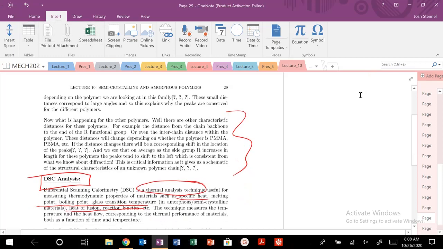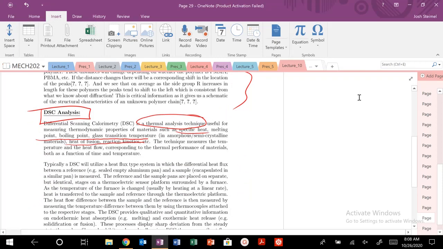We're going to talk about DSC analysis. So DSC is differential scanning calorimetry. Hopefully, again, you've done this in Engineering 45, so you're used to the technique.